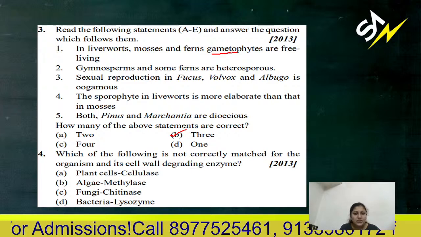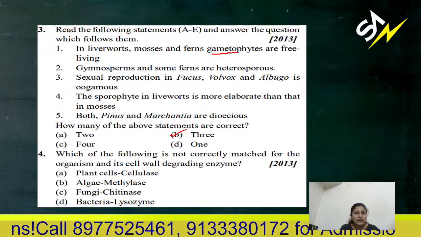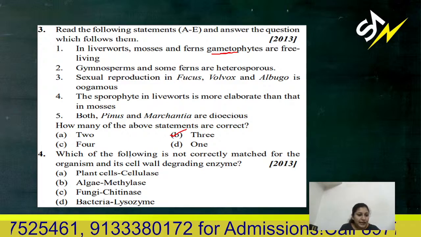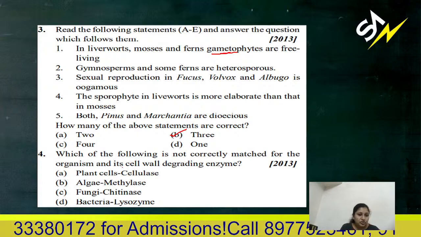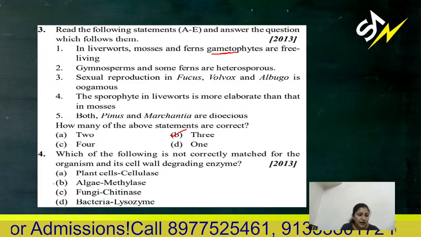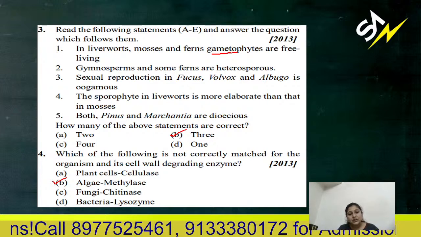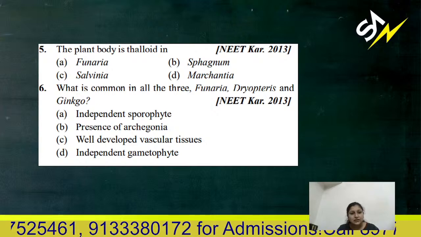Which of the following is not correctly matched for the organism and its cell wall degrading enzyme? Not correctly matched. Yes, it is algae, so it is B, algae and methylase. Because the cell wall is made up of cellulose, so it should be cellulase only.